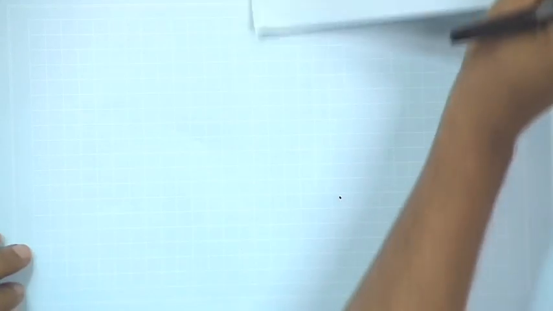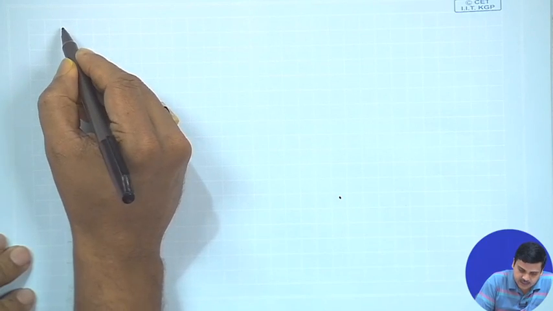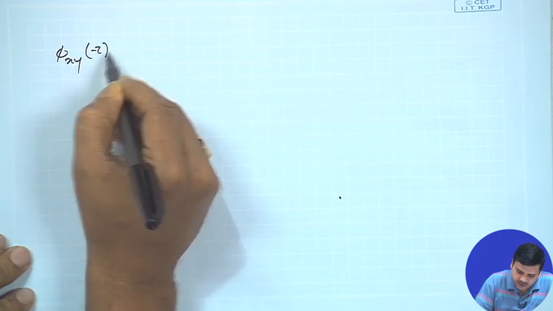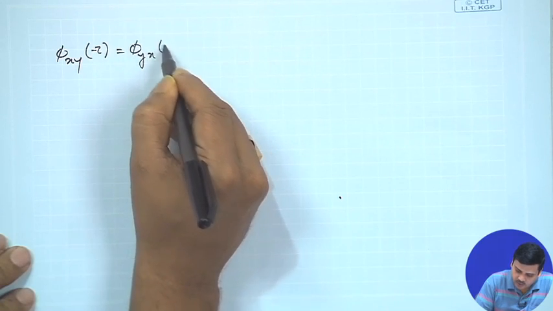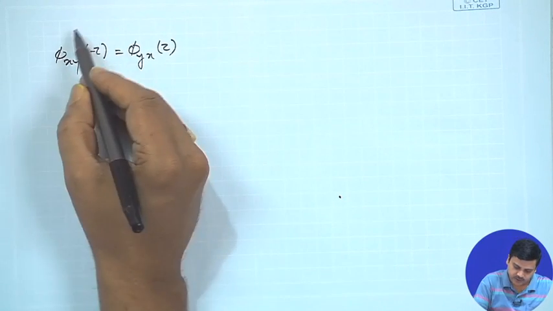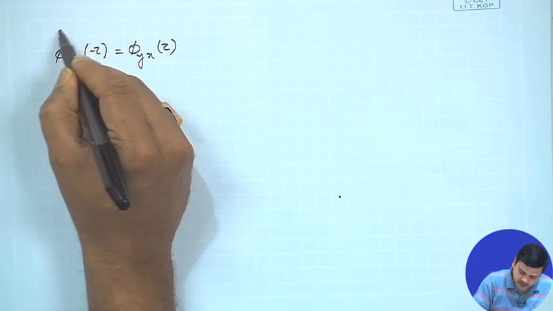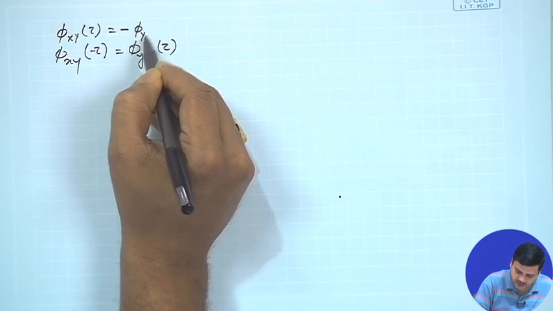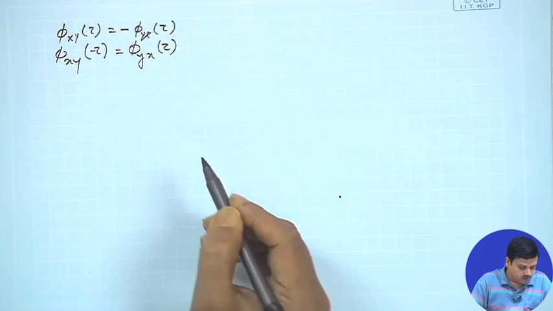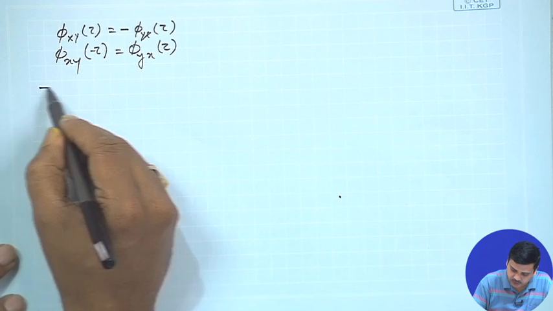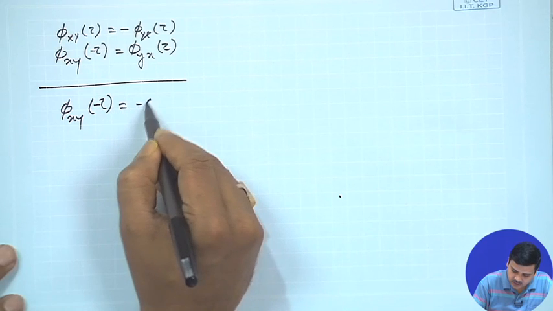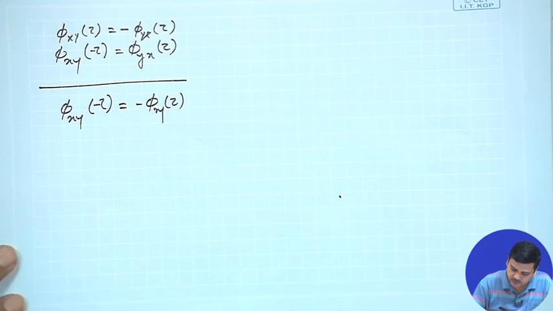So, now since we have established these few relationships, what we could further state is that since we have phi x y of minus tau is equal to phi y x of tau, this is one of the terms that we have. We also have phi x y of tau is equal to minus phi y x of tau. So, with these two relationships we could basically establish that phi x y of minus tau is equal to minus phi x y of tau.